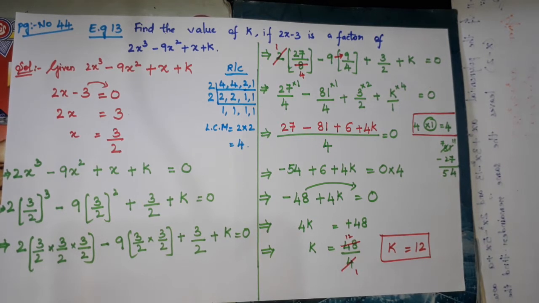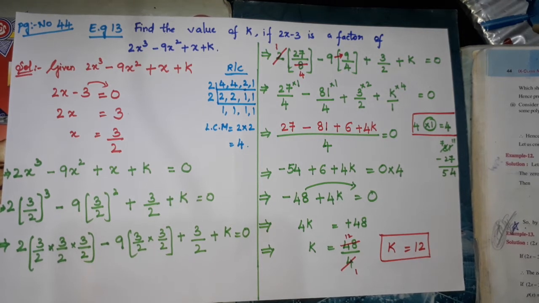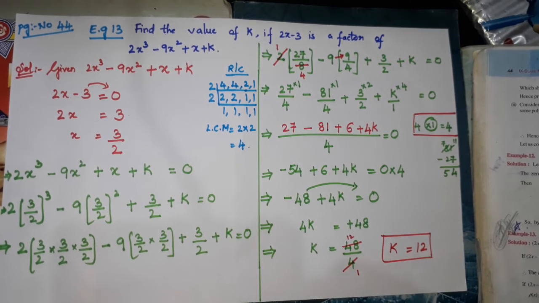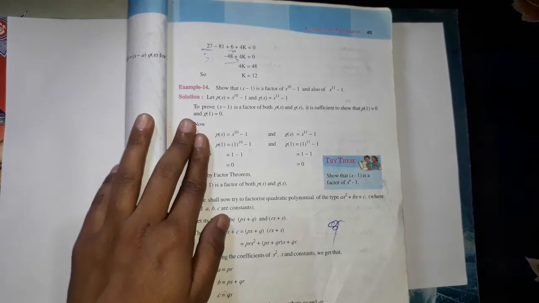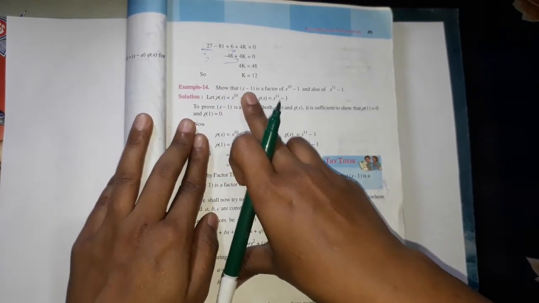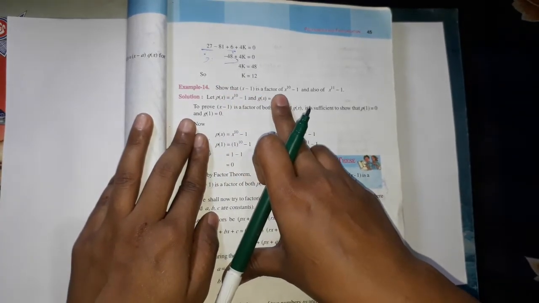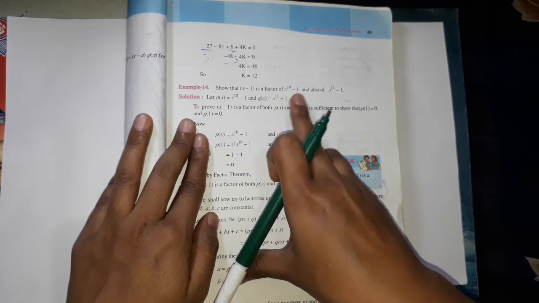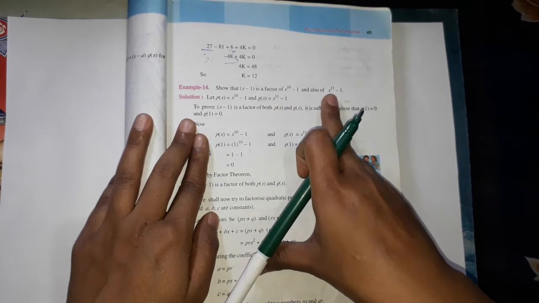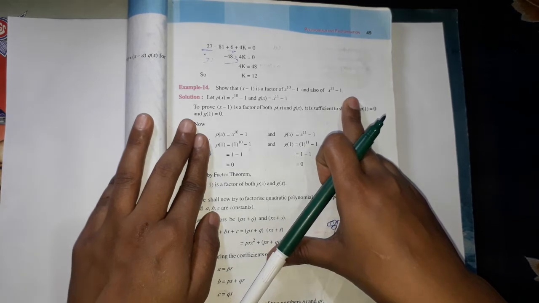Next sum is example 14. Okay. What is your example 14, children? Show that x minus 1 is a factor of x power 10 minus 1 and also x power 11 minus 1. Okay. So first I have to write the given part.